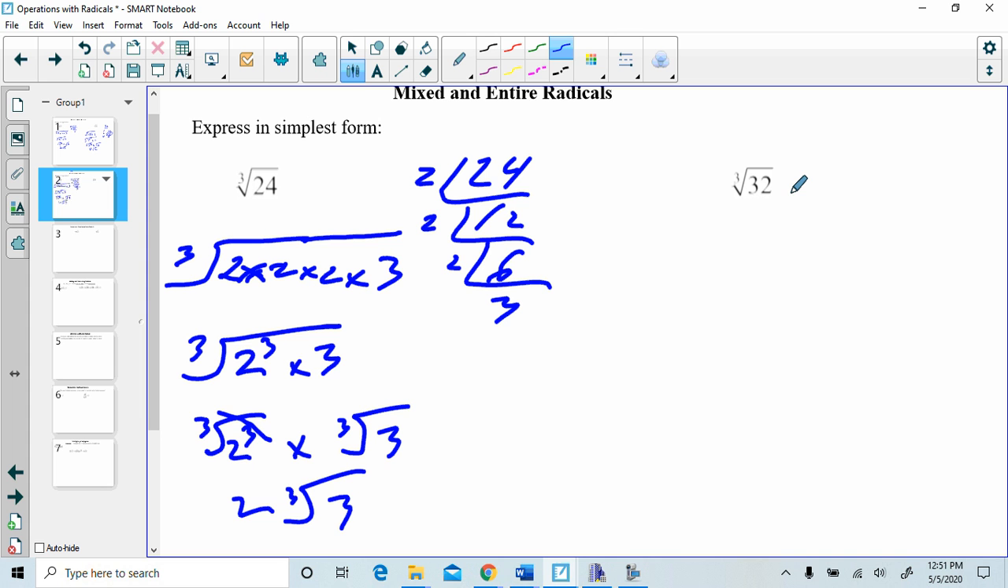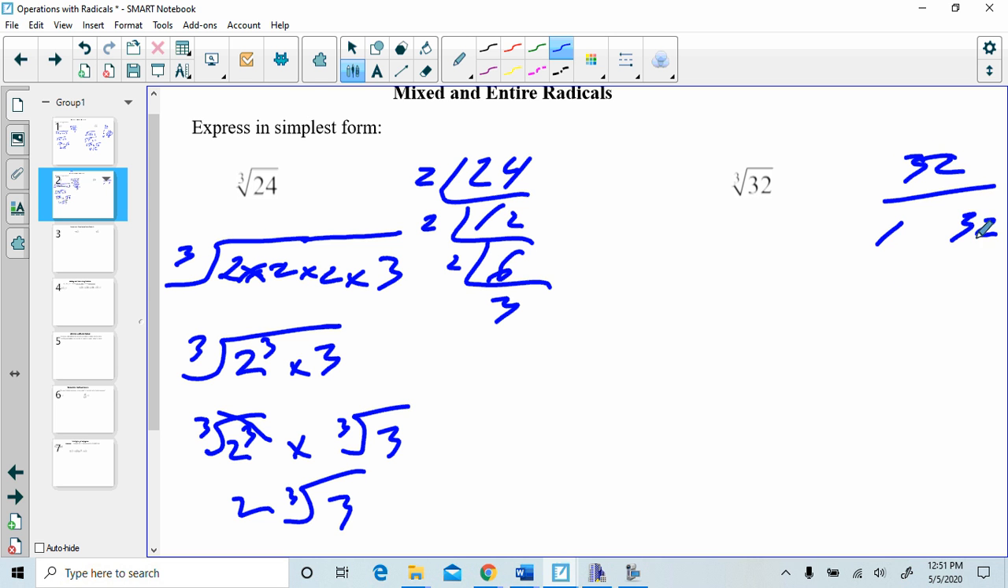So in this case, let's do perfect cubes. So we're going to think about factors of 32 that can be perfect cubes. So again, we just write down some of the factors of 32.